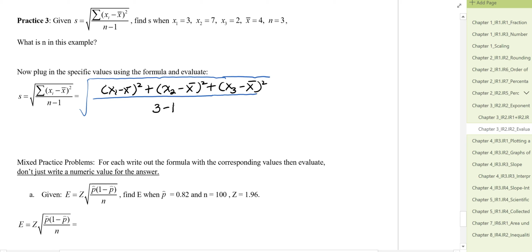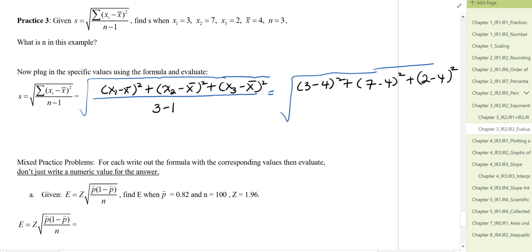You could substitute in for the denominator here, or you can just write n minus 1 here because I haven't substituted any value yet. Right? So now let's just substitute the numerator and evaluate. You can evaluate x1, which is 3, so 3 minus x bar, which is 4. So (3 minus 4) squared plus (7 minus 4) squared, and then plus x3, which is (2 minus 4) squared. And that is the top. In the denominator, I have 3 minus 1, which is 2.